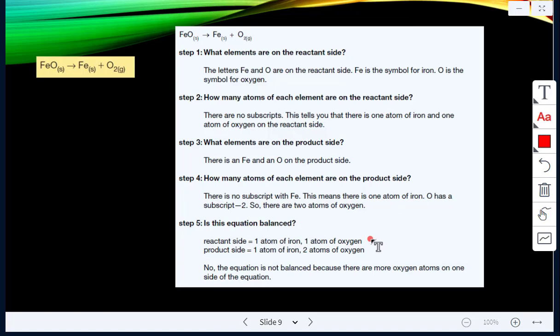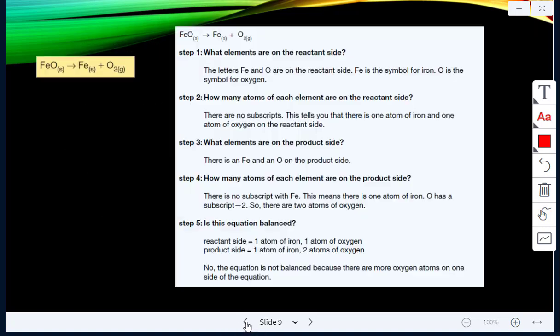Our reactant side, there's 1 atom of oxygen, and on the product side, there's 2 atoms of oxygen. So therefore, no, this equation is not balanced. Reason being, there's more oxygen atoms on the product side compared to the reactant side.